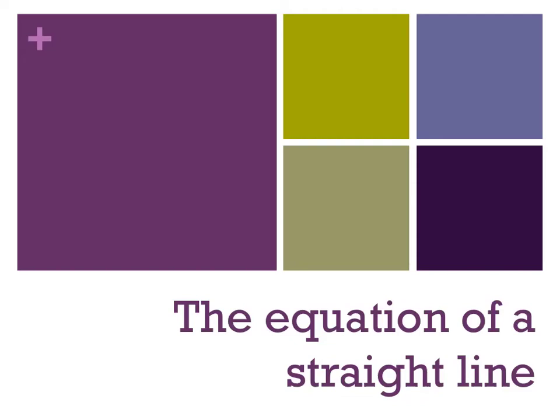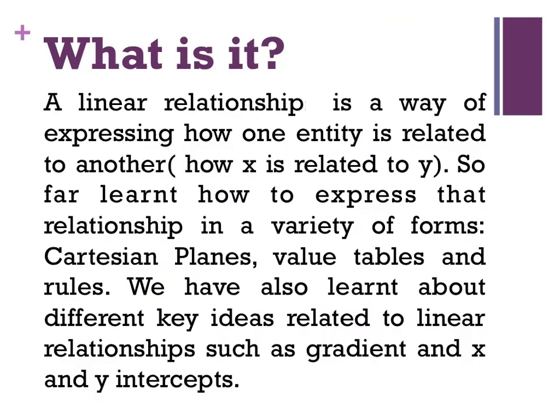Okay, Year 9, welcome to your tutorial on working out the equation of a straight line. So, let's begin. A linear relationship is a way of expressing how one thing is related to another, for example, at the moment, how x is related to y. That's what we've been looking at.